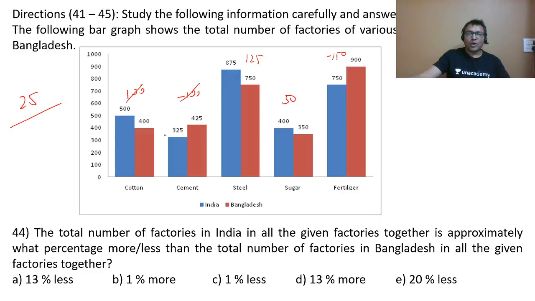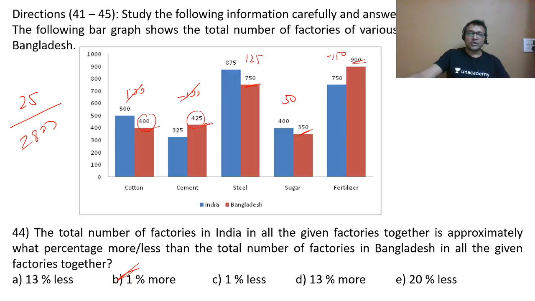25 more out of how much? Bangladesh. Comparing with Bangladesh, 400 plus 425, you can do approximately also. 448, 8 plus 7, 15, 15, 18, 19, 19 plus 9, 28, around 2800. You can make out it is 1%, B option.